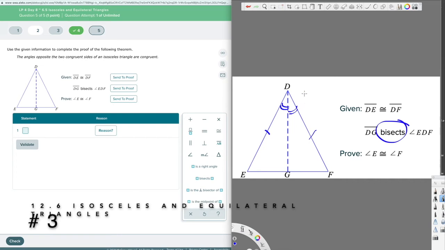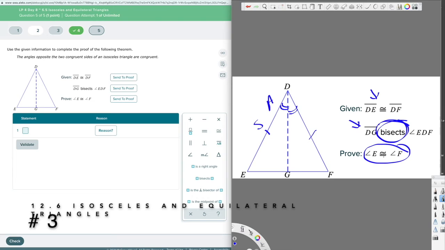I'm not given this information, but I'm given the fact that it bisects, which means I can arrive at this information. So I have a side and an angle once I prove this. So this will be more than just two steps. I'm going to have to put in the given, define, then I have side and angle. I'm trying to prove that angle E is congruent to angle F.